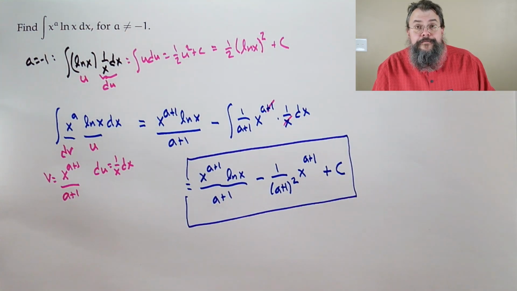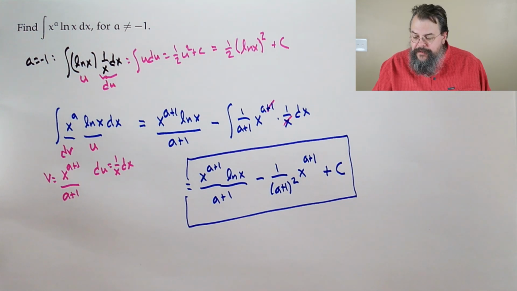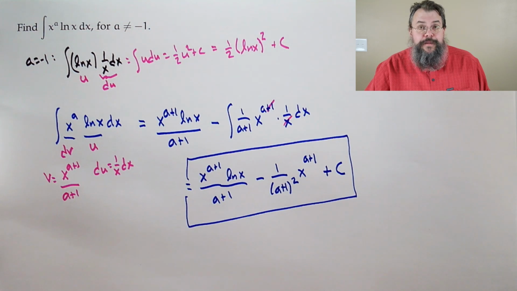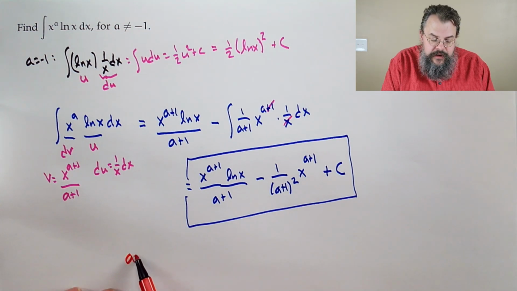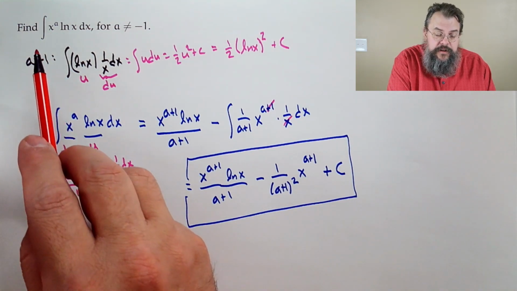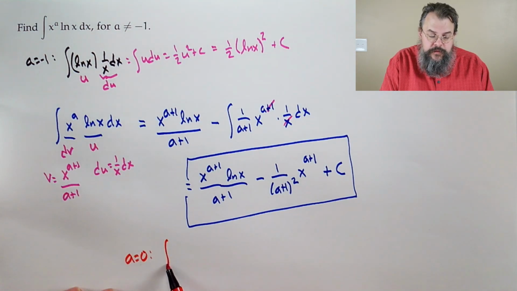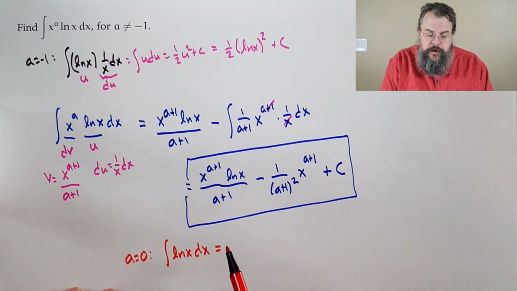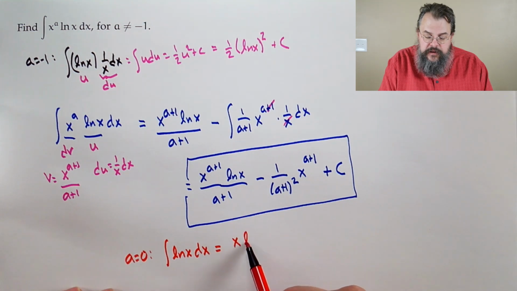And we're done. Let's do a special case. And I think that this is good that we should mark this special case. What if we had a equals 0? Well, what does that mean? Well, it means we have the integral of x to the 0. So that would become simply the integral of natural log of x. So what do you get? Well, you get x to the 1 times natural log of x divided by 1.